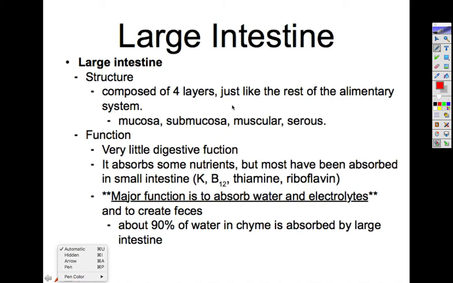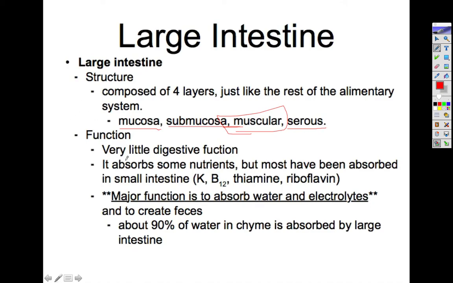Again, this is just like the rest of your alimentary canal. There are 4 layers that make up your large intestine. One, the inside layer is your mucosa, which has a lining. Your submucosa is after that, which is your connective tissue. Your muscular layer is what performs the contraction. So if your internal anal sphincter contracts, that's your muscular layer there. And then you have your serous membrane, which prevents friction from the outside, the rest of the body.